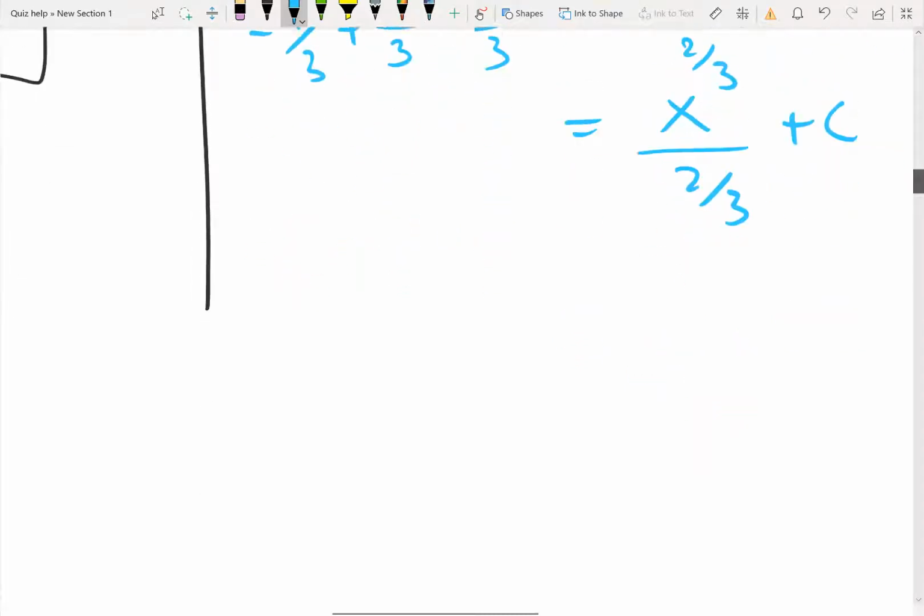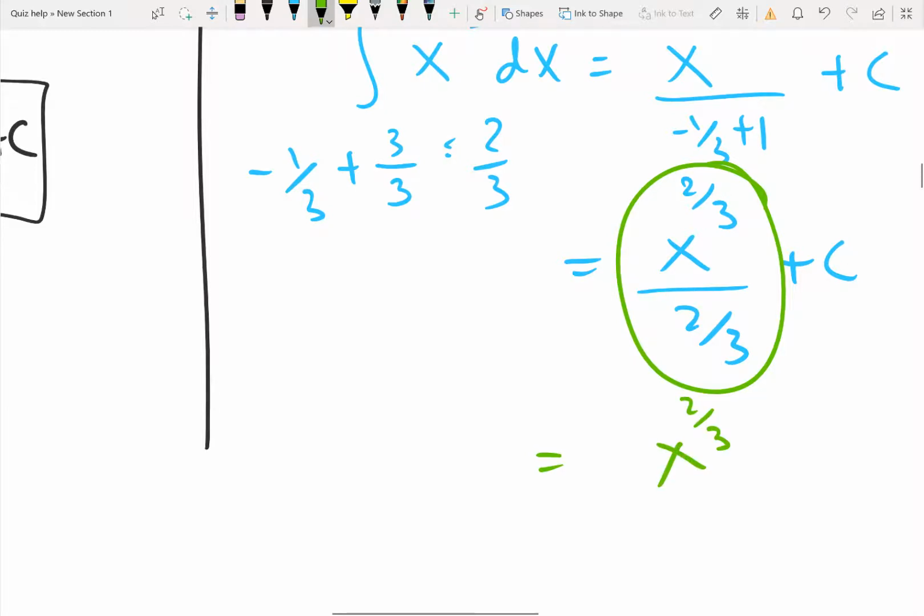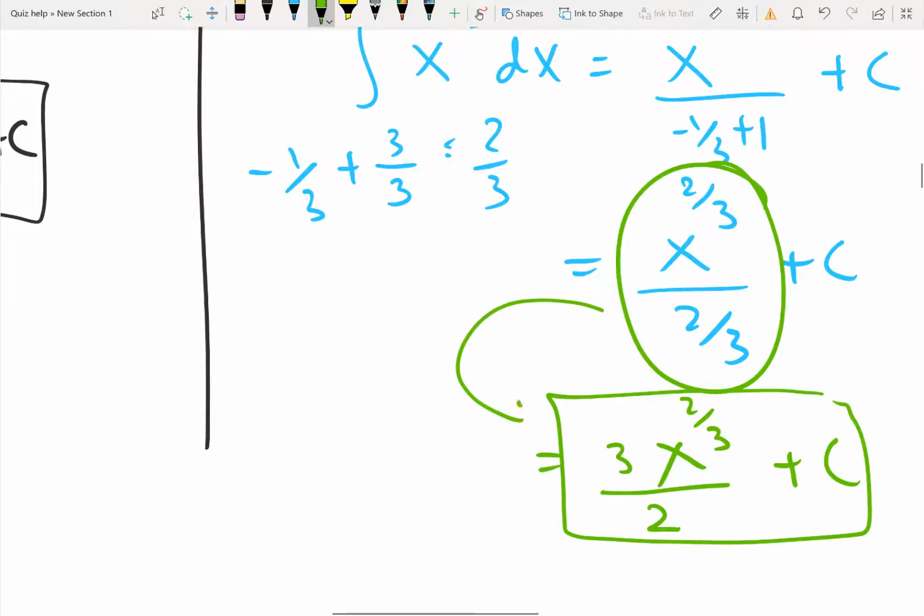All right, so let's use that reciprocal trick here. So this can be written x to the 2 over 3. Now divide by 2 over 3 can be written as multiplied by 3 over 2. So this is the answer you would want to write. Try to do this slowly if you're not familiar or comfortable with that reciprocal simplification.